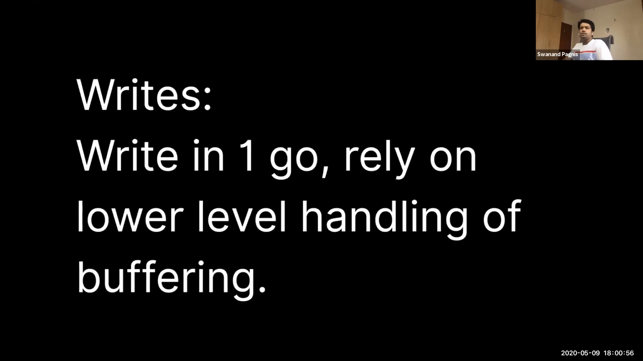So the thumb rules around reading and writing are like this. When you're writing, write in one go, and then rely on the lower level handling of buffering. Your network and lower level syscalls do some internal buffering. Kernels and operating systems know how to handle the network resources the best, definitely better than higher level code. So for writing, we typically rely on that.